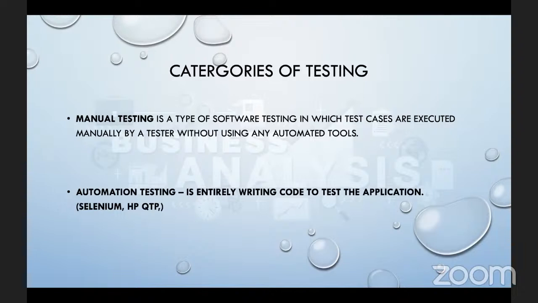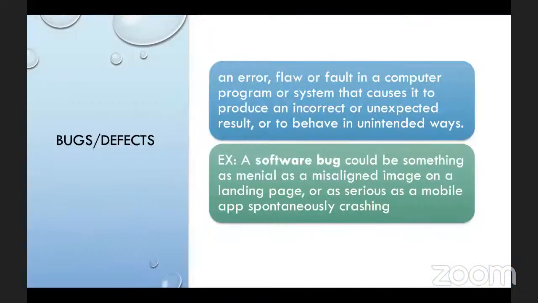And then for automation, automated testing is done by writing code to test the application. Some of the tools that are out there, Selenium, HP QTP, and the others, are all great automated tools for testing. Let's talk about bugs and defects, right?